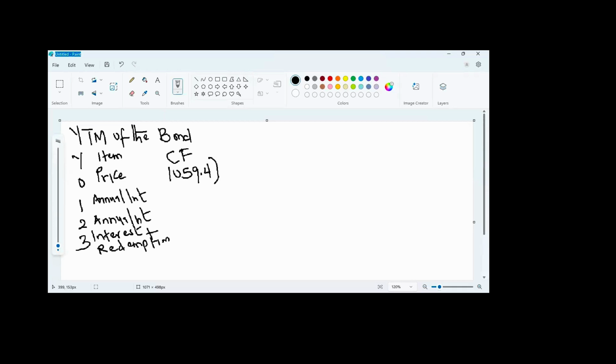In year 0, the price of the bond will be in brackets. If you are buying the bond, you are going to pay a price of 1059.4. That is an outflow. In year 1, you are going to receive interest of 90 naira. Year 2, you are going to receive interest of 90 naira. Year 3, you are going to receive both the interest and the redemption value. These are the cash flows associated with this bond.